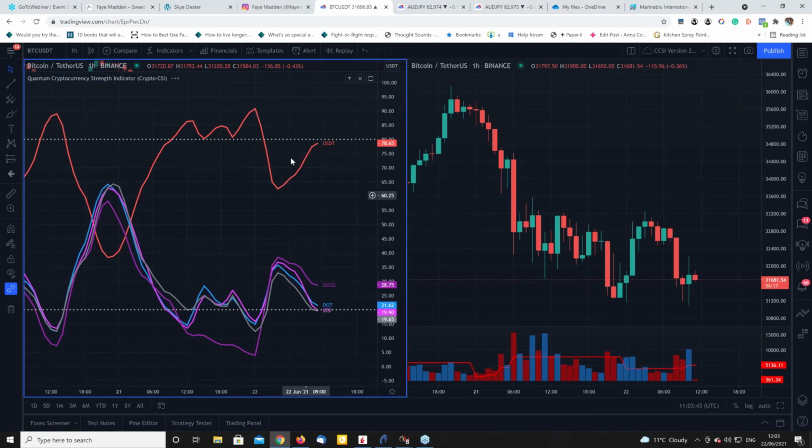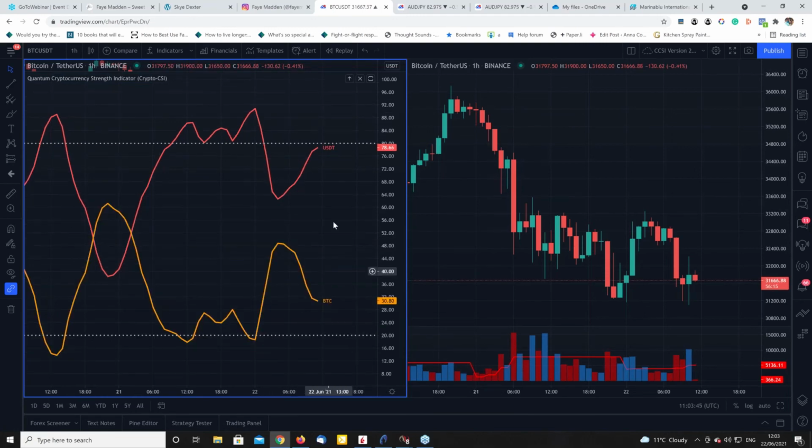So we can just, there we go, we just have Bitcoin, and that's against Tether, and that's what it's doing at the moment. And very much works in very much the same way, getting up into overbought, oversold, overbought, oversold, you know, rallies. Are we looking for trends? Are we looking for overbought, oversold conditions? And there's one thing I can guarantee you with any of the cryptocurrencies, they move.